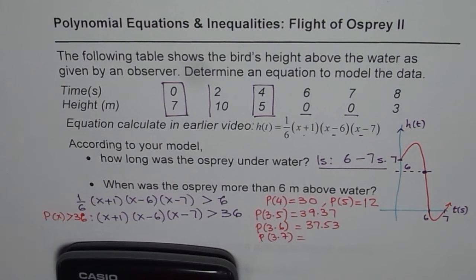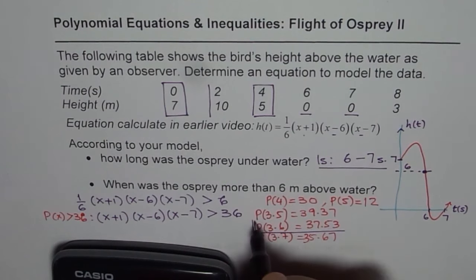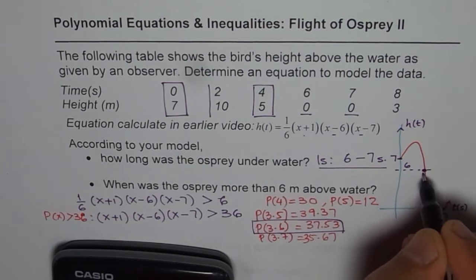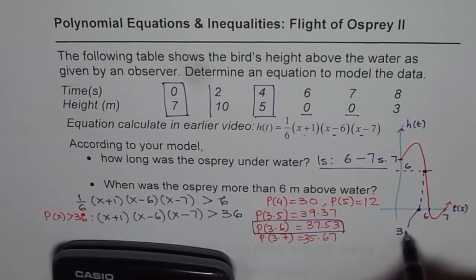3.7, okay? So 3.7 gives us, within brackets, 3.7 plus 1. So we are not using a graphing calculator, so we have to do it like this, correct? 3.7 minus 6, 3.7 minus 7, within brackets, that gives us a value, which is 35.67. So that is lower than 36, correct? So from here, we can conclude that that is a critical point. So this point is approximately, in the figure we've just squeezed in, the x value is approximately 3.6. We can write 3.6, right?